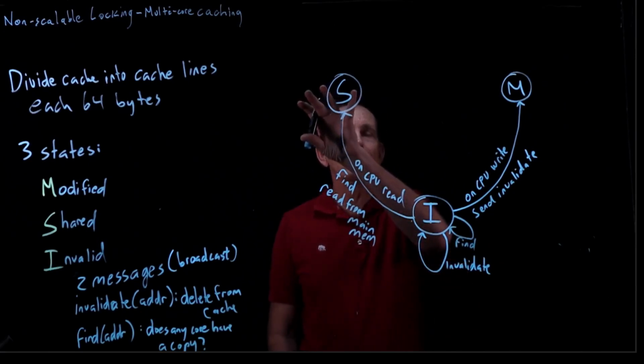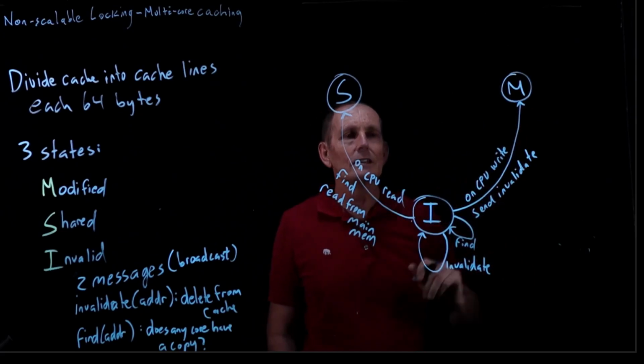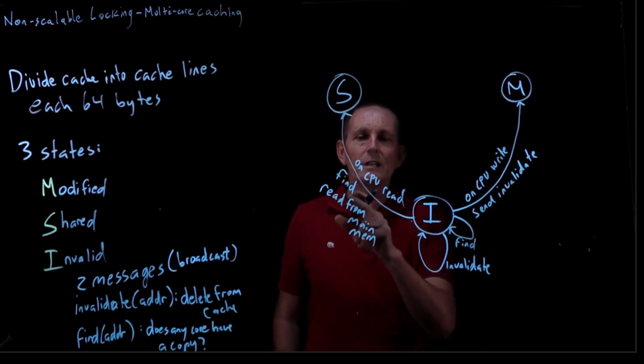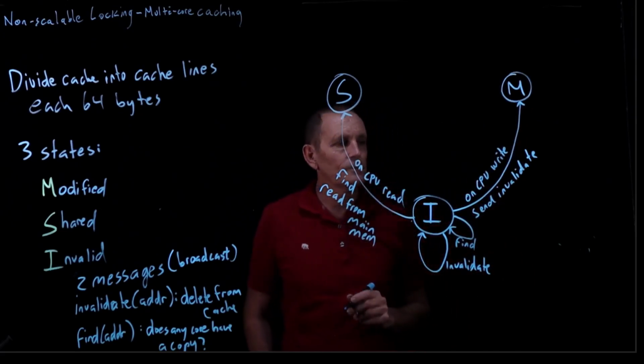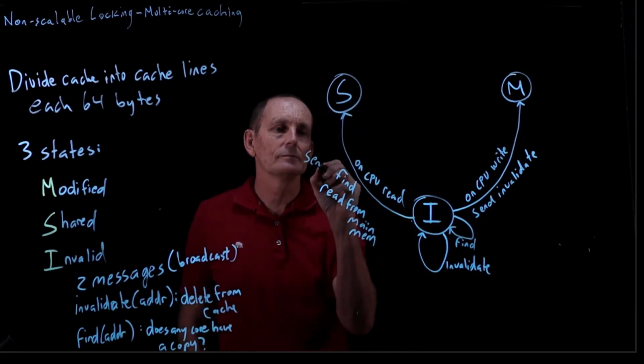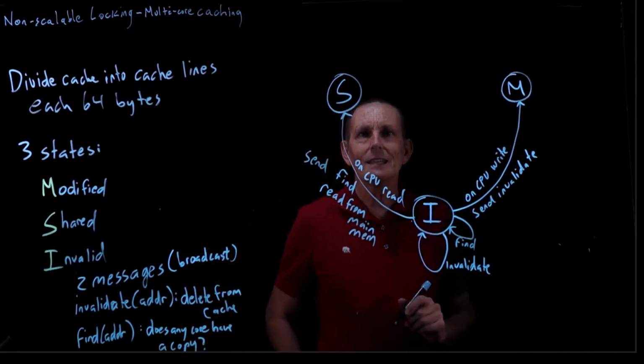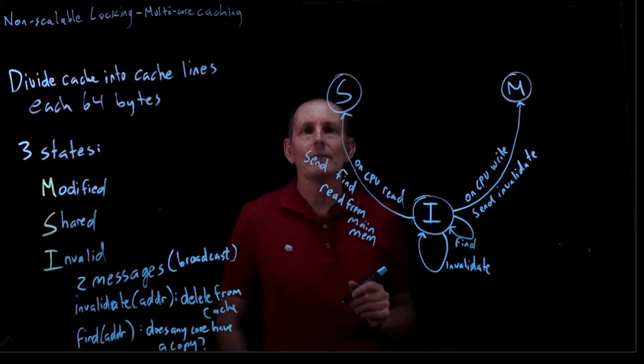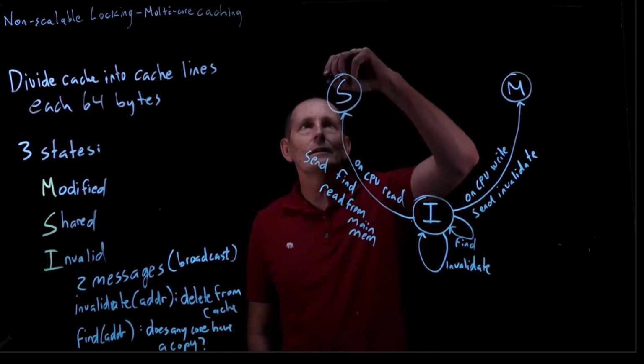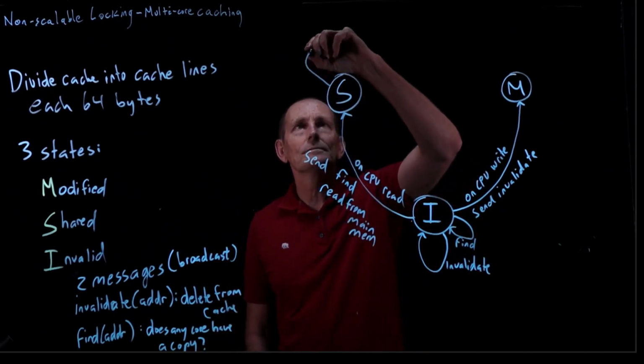Otherwise, we might go to the shared state if we read a copy, or to the modified state if we write. And for the read, we've got to do a find first. So this sends the find. All right, what do we do next? Well, let's say we're in the shared state. If we have a find, we don't have to do anything.